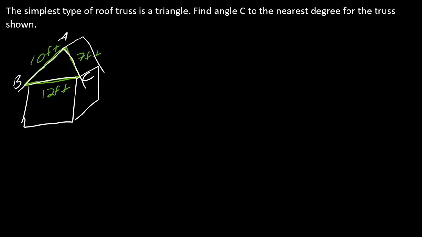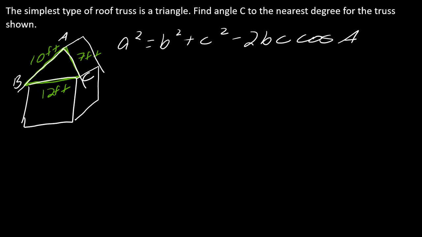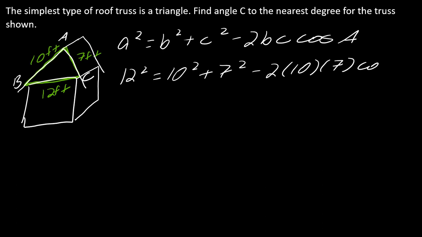So let me state the formula, and then we can just fill in the pieces that we've got. So this is 12 squared, 10 squared, 7 squared, 10, and 7, and then I have cosine of A. So I have to start here, and let's see if we can make the cosine look a little nicer. Eventually I can work my way to C, but we'll get there.